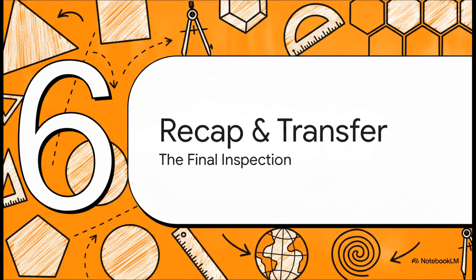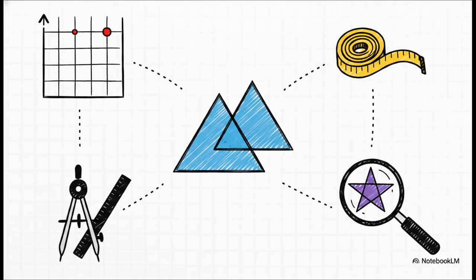And that brings us to Section 6, Toolkit Recap and Transfer, the final inspection. Wow, okay, we've covered a lot of ground today, so here's a concise recap of how all these concepts connect into our One Master Toolkit. We started off with the coordinate blueprint, plotting our exact x, y locations. Then we grabbed our measuring tape, using the distance and midpoint formulas to mathematically quantify that space.